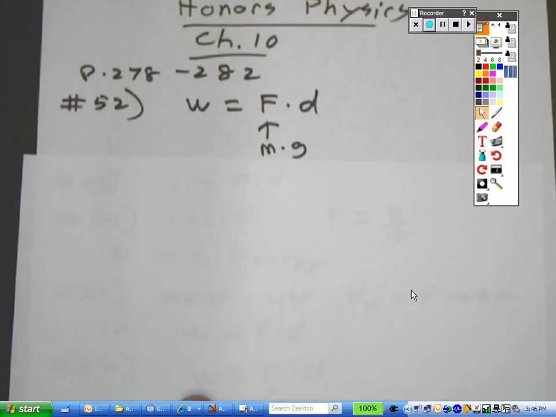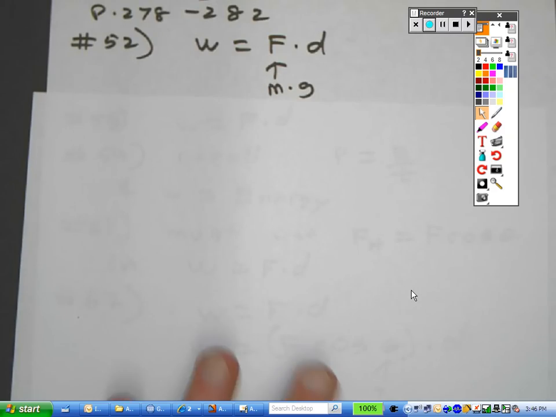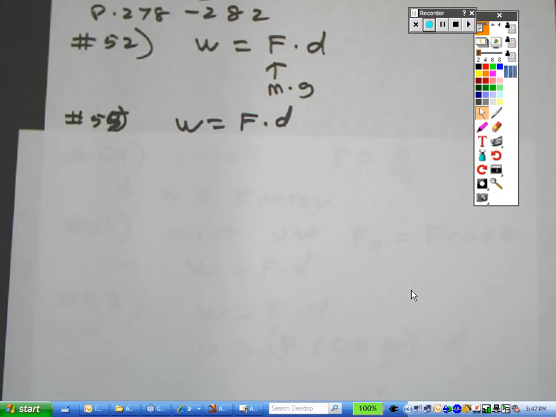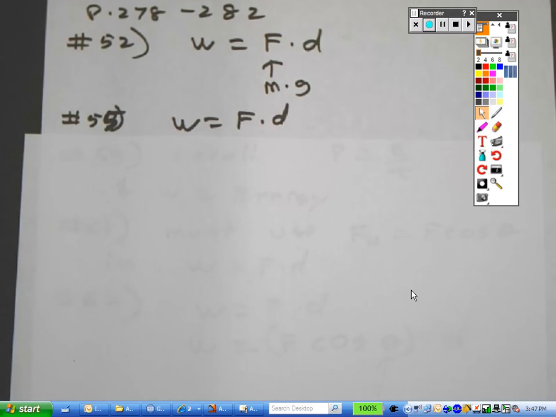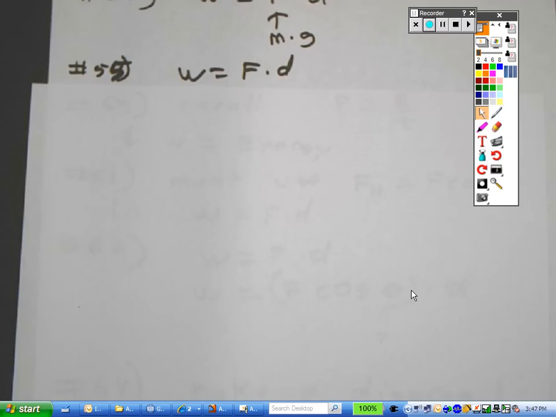For number 52, you'll use the formula work equals force times distance. Remember, when you lift something, the force is the force of gravity, which we already know is the same as the weight, m times g. On number 55, you're also going to use work equals force times distance. There you go, common theme.